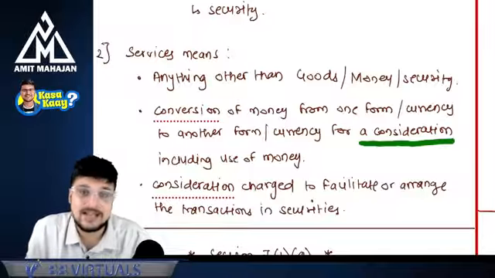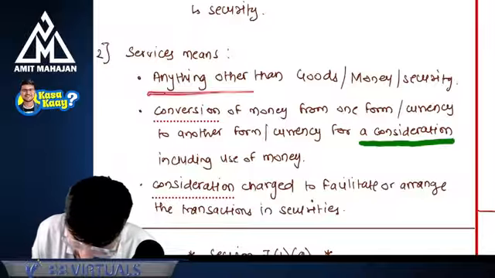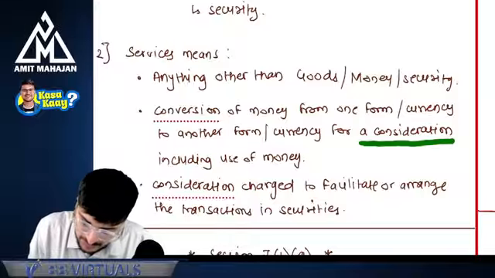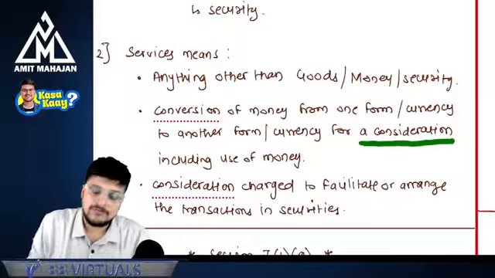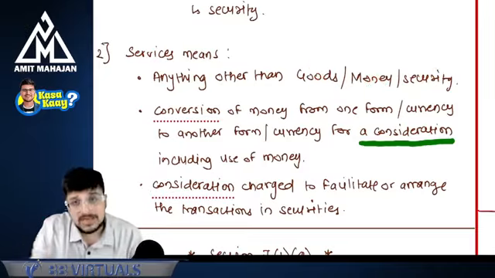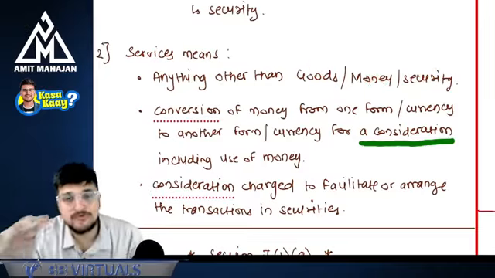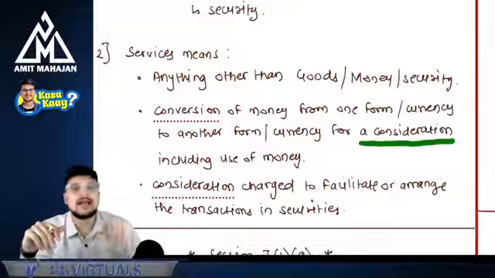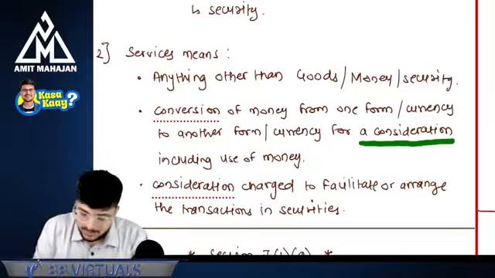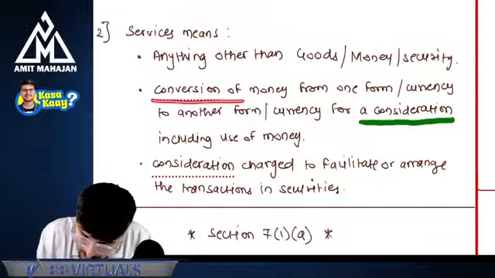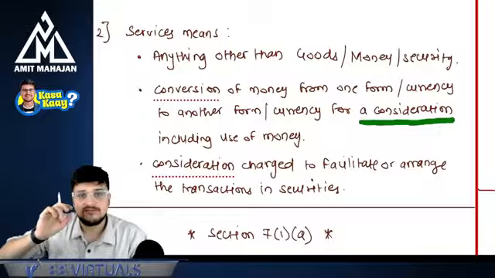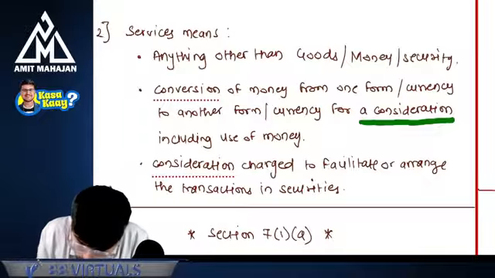Okay, we'll read it. I will see, is there any exception which is given? So anything other than goods will be considered as services, which should not be money, which should not be security. Basically, money and security have been excluded from the definition of goods also, and have been excluded from the definition of service also. Okay. Next point is conversion of money from one form or currency to another form or currency for a consideration, including use of money.